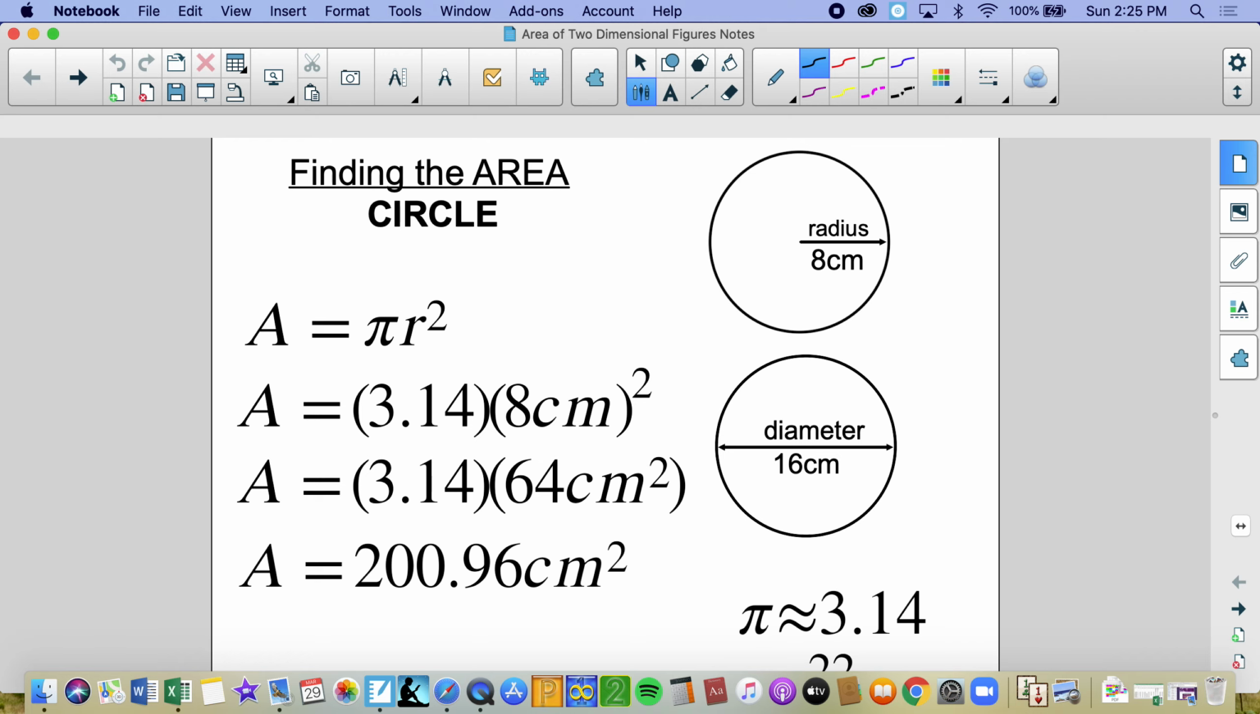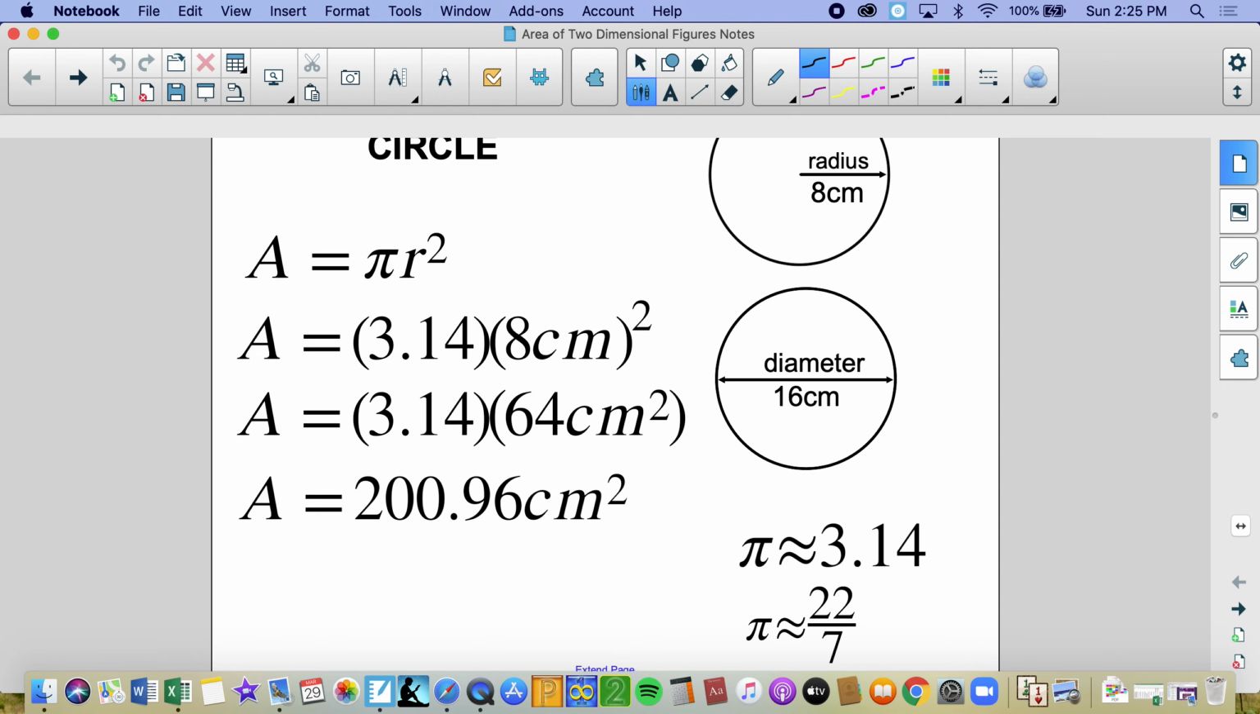Diameter would go from a chord on each side going through the middle of the circle, and a radius goes from the center out to the edge of the circle. Not a chord, because a chord goes from side to side, so radii. Our formula is A equals pi r squared.